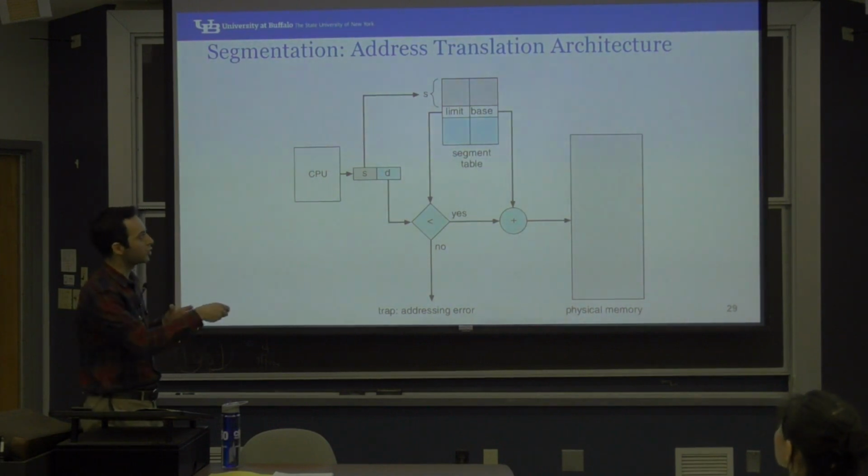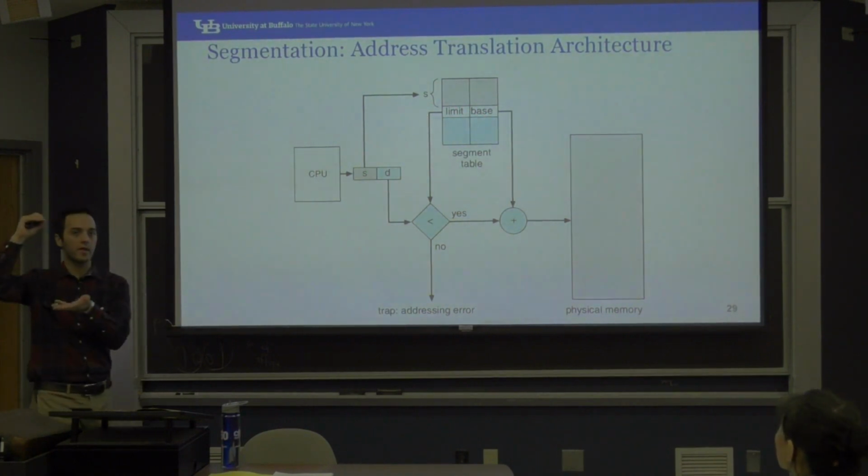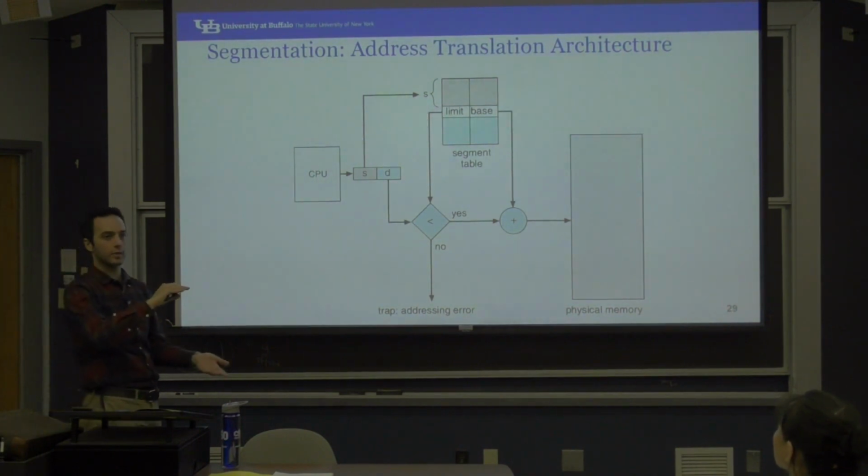A vector of size 2. One is limit, and one is base. So the limit of that segment defines the size of that segment within the logical space and the physical space, the same thing.